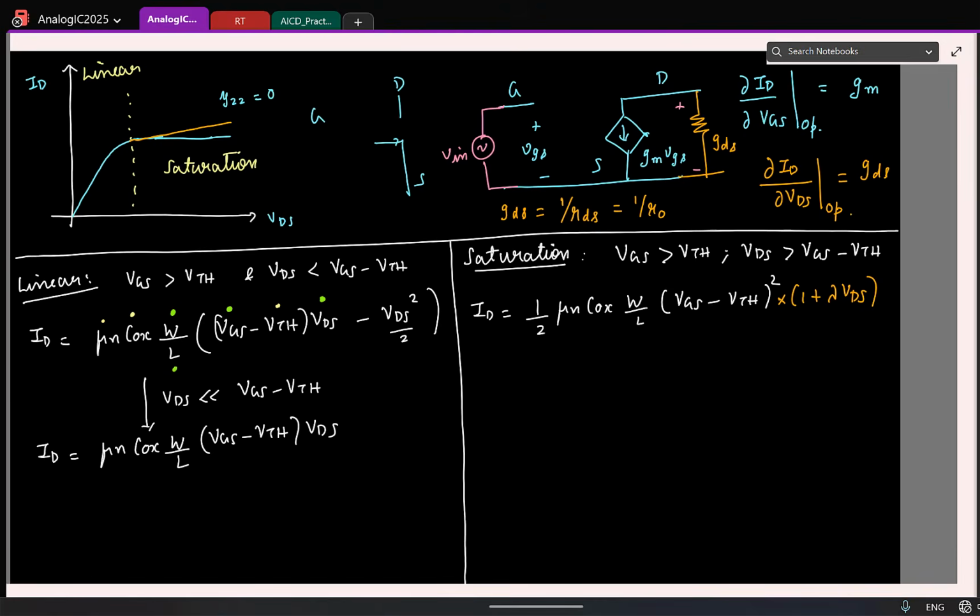So the gain we have is minus GM times R0, or minus GM by GDS, whichever way you want to see. And this is what we call the intrinsic gain. This is the gain without any load being connected to the transistor. In a way, that's the maximum gain you can have.